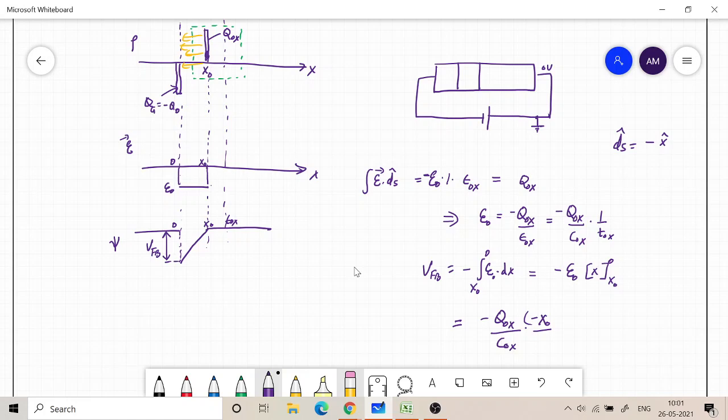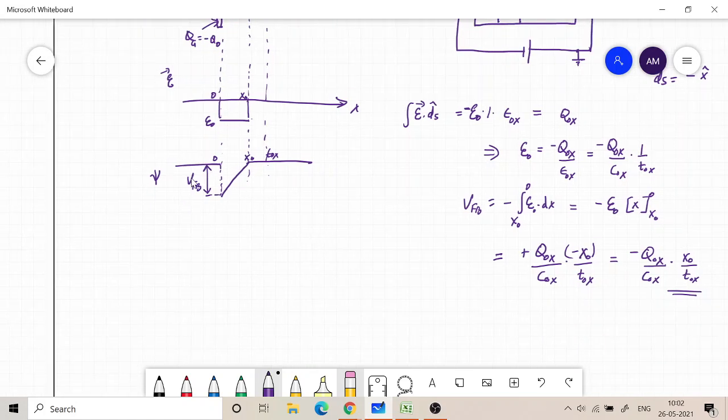So there is already a minus sign here, and then you have x here, so 0 minus x here, and then after I substitute, this sign will go away, and this will be Tox. Finally I will get basically minus Qox by Cox into x naught by Tox. Okay, so this is what finally I will get. So that's going to be a negative voltage, and that's what we are showing here also. Flat band voltage is going to be a negative voltage. So it depends upon where it is located.